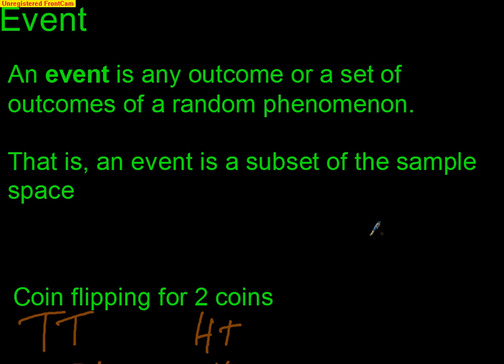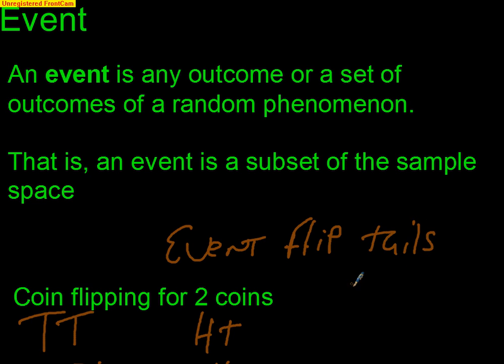And the event might be getting a tails. So if our event is getting a tails, then the subset would be tails, tails, tails, heads, or heads, tails. And if you're confused about whether heads, tails and tails, heads are different, they are, because in one the first coin is tails and the second is heads, or the first coin is heads and the second is tails.